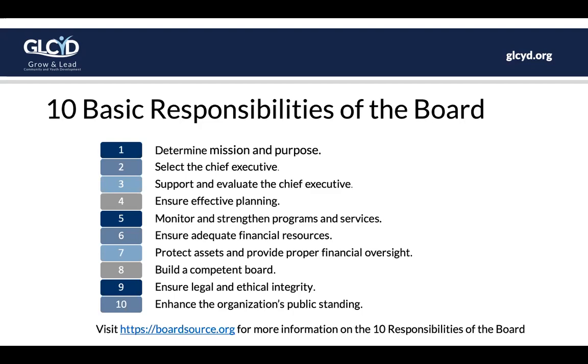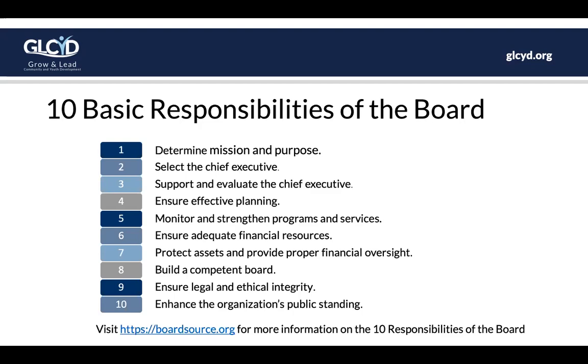Ensuring adequate financial resources. Fund development, in the end, is the responsibility of the board. Protect assets and provide proper financial oversight. This is developing the annual budget, ensuring financial controls are in place to avoid embezzlement and fraud. Build a competent board. Ensure that legal and ethical integrity is there, and enhance the organization's public standing.